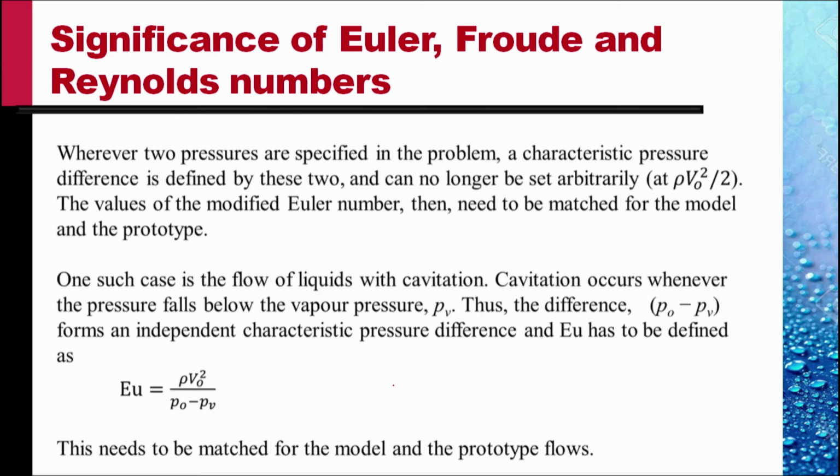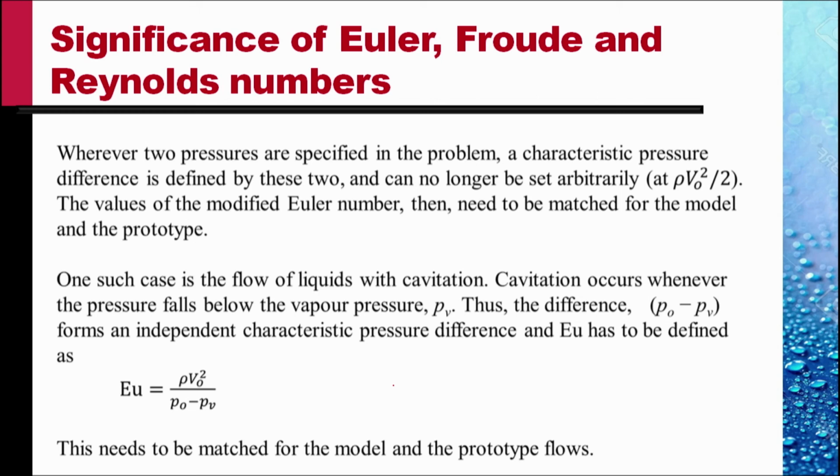But this thing breaks down if two pressures are specified in the problem. Because if there are two specified pressures in the problem, then they would determine what a characteristic pressure difference is. So we can no longer set it arbitrarily at rho v naught square by 2. In that case, we will use that pressure difference. The two given pressures, the difference of those pressures would be the characteristic pressure difference.